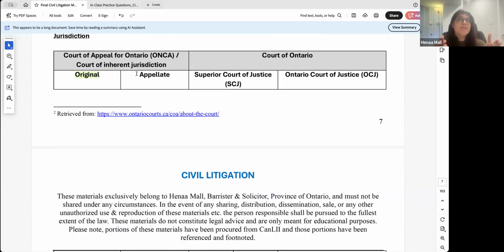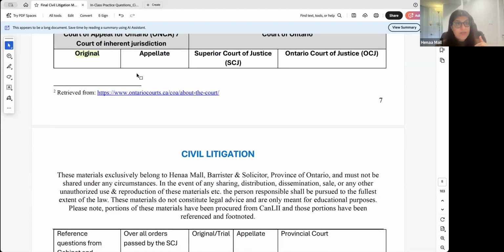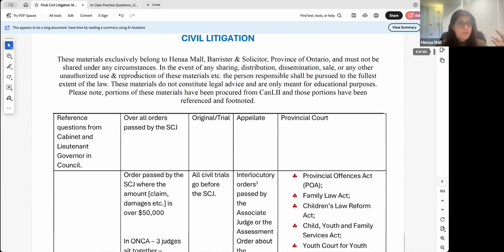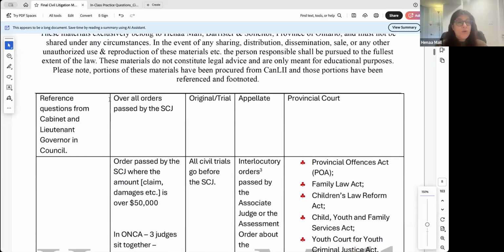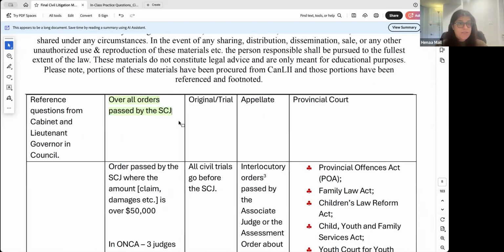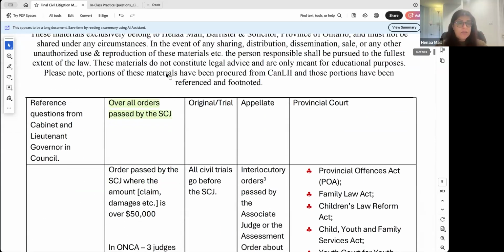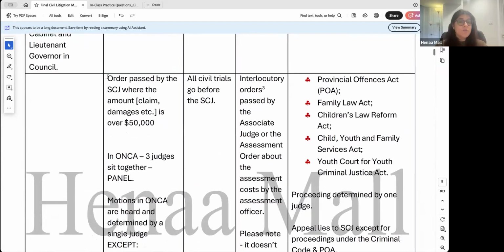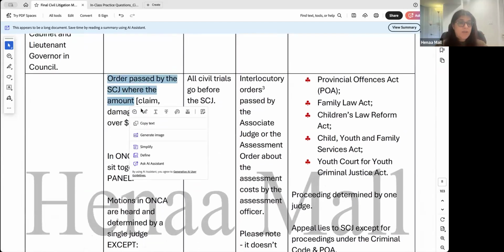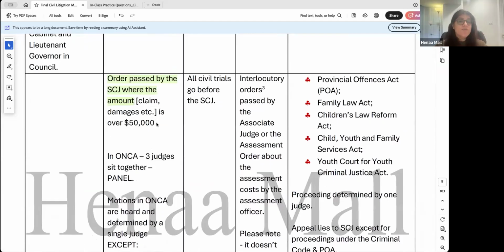What is appellate jurisdiction? Appellate jurisdiction essentially means that the matter is now going to proceed in appeal. When you're not happy with, let's say, the decision of Ontario Court of Justice or Superior Court of Justice, you file an appeal. There are proper appeal procedures. So the Ontario Court of Appeal has appellate jurisdiction, which basically means all the orders passed by Superior Court of Justice are appealed before Court of Appeal. Orders where the claim amount is over $50,000.